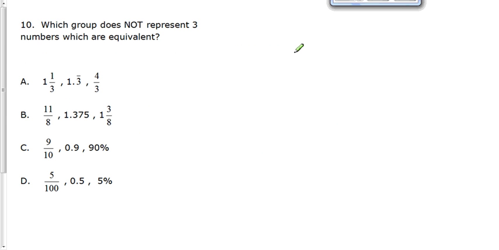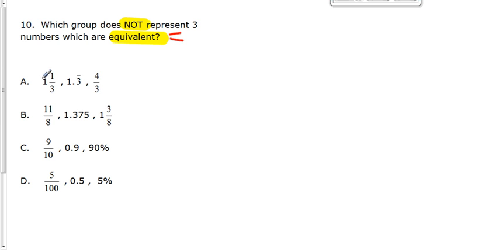Okay, if you'll please flip to problem 10. Which group does not represent three numbers which are equivalent? The key word here, capitalized, is not, and then we're talking about equivalent. And equivalent means equal to. So we're going to have to look at this one answer choice at a time.